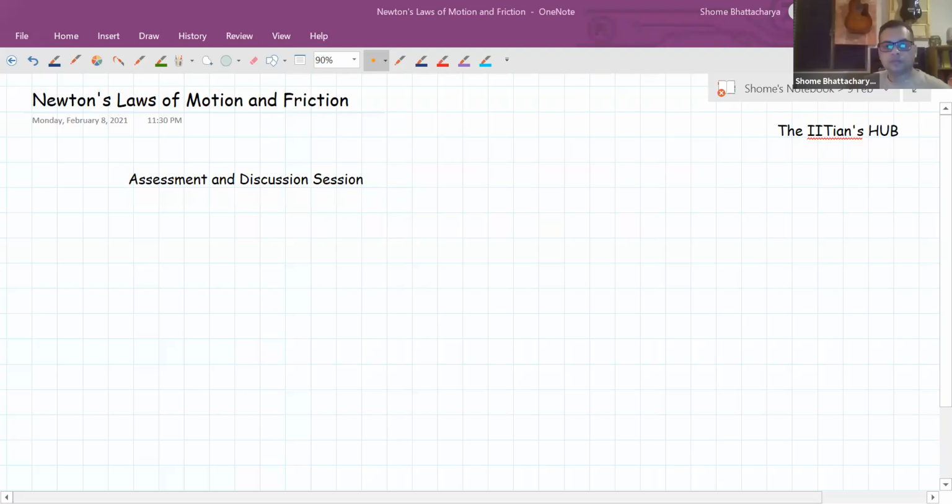We have discussed in the last three sessions the fundamentals and some applications of Newton's laws of motion along with friction. And today's session is a discussion and assessment session for the same, with which we will finish this topic of Newton's laws of motion and friction. So let's move straight ahead. We will start with an example problem involving friction first.